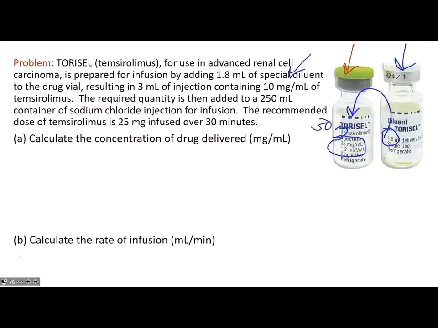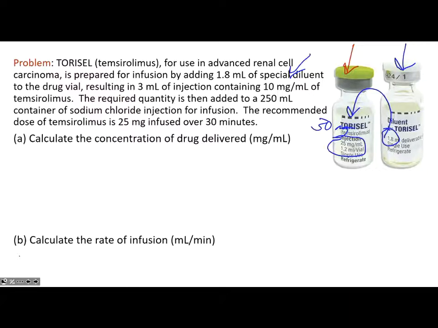But you can see how difficult it is sometimes to read and understand the products. Now we can go past that. It says you're going to prepare this by adding 1.8 mils of the diluent to the drug vial. That gives you 3 mils total and the concentration of 10 milligrams per mil. Now, past that, the required quantity is then added to 250 mils of sodium chloride for infusion.